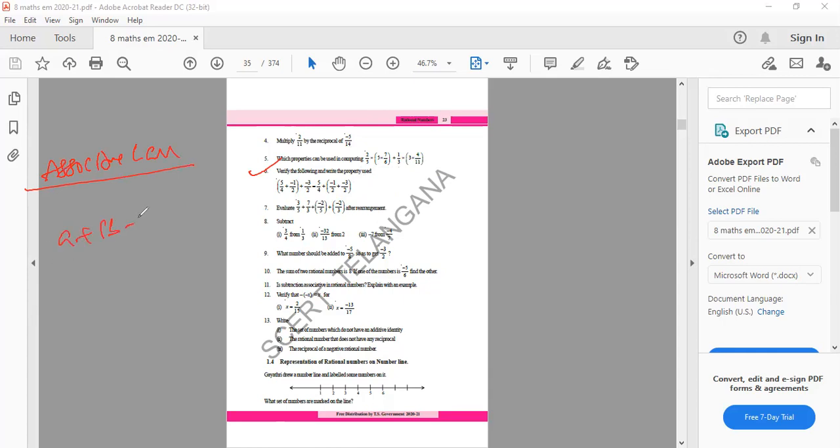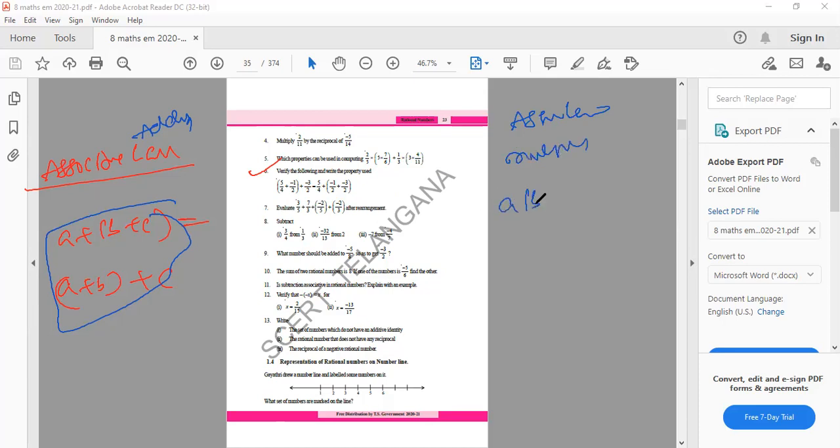A plus (B plus C) can be written as (A plus B) plus C. This is the associative law of addition. One more thing I'll tell you. Associative law in multiplication, one more is there. What is that? A into (B plus C) is equal to AB plus AC.